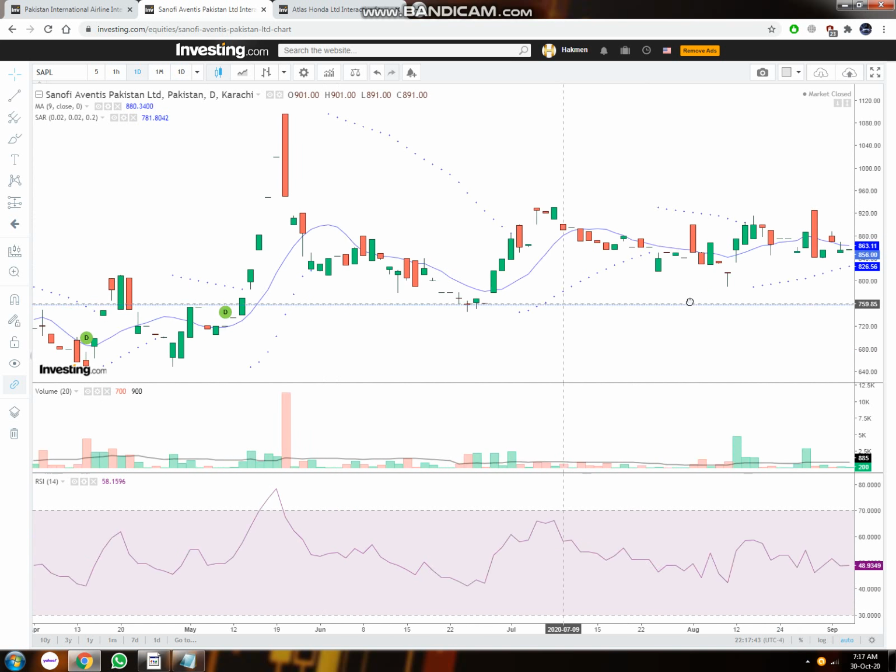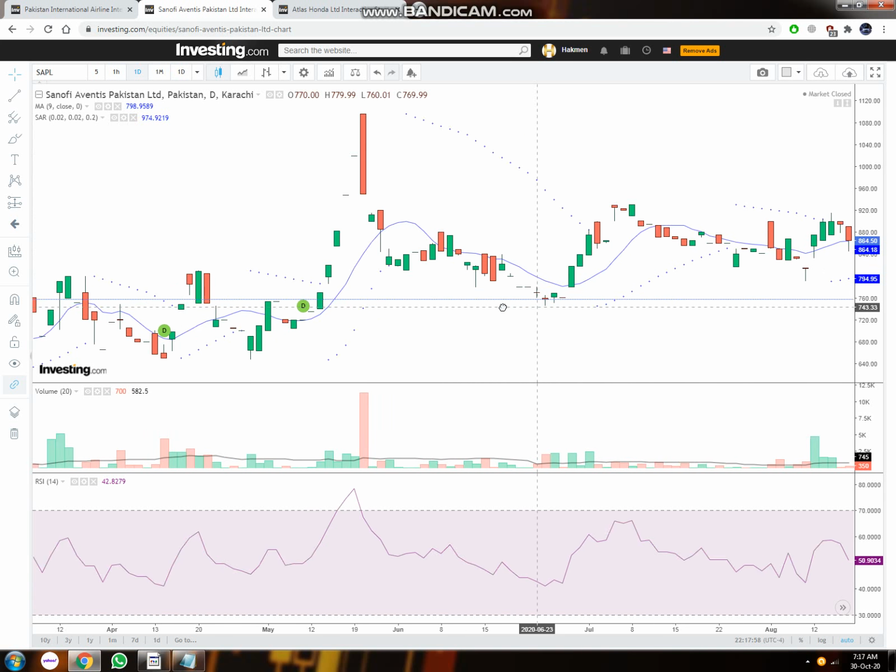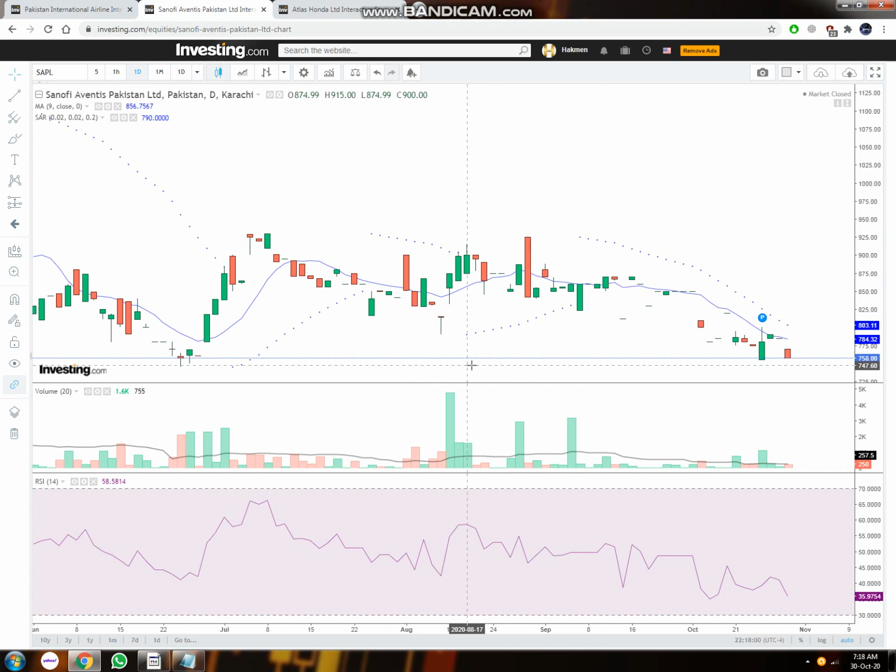I will show you an example. This is a bullish candlestick. Again, it showed a bearish sign. This one here, bullish, now bearish. You can see here bullish, bearish, bullish. So you cannot recognize the bearish reversal at its highest level.